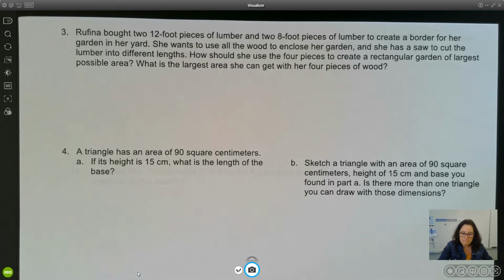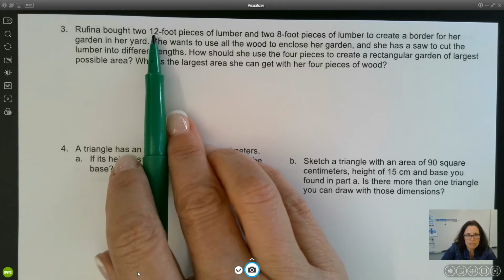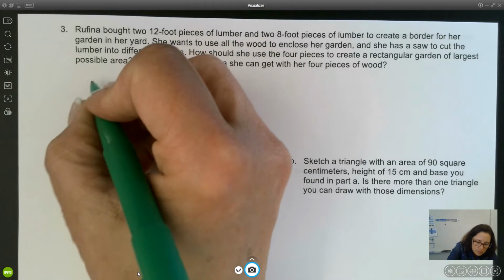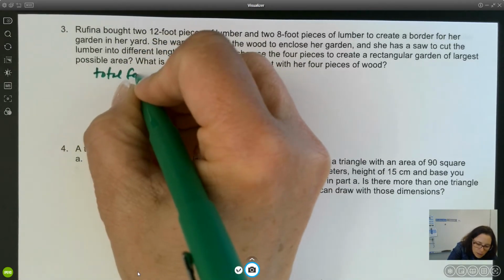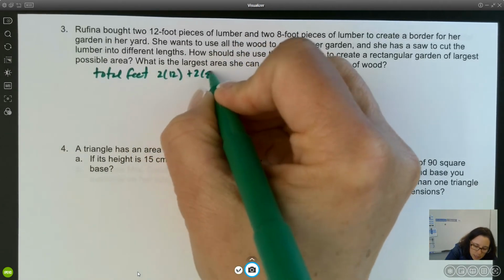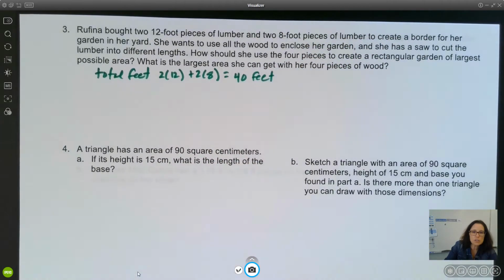All right, so we have two 12-foots, that's 24 feet, and two 8-foots, that's 16 feet. So together, the total feet is going to be 2 times 12 plus 2 times 8, which is 40 feet. Okay, so we need to think about options of side lengths that help us to get to 40 feet total. Okay, we want to use all of it.